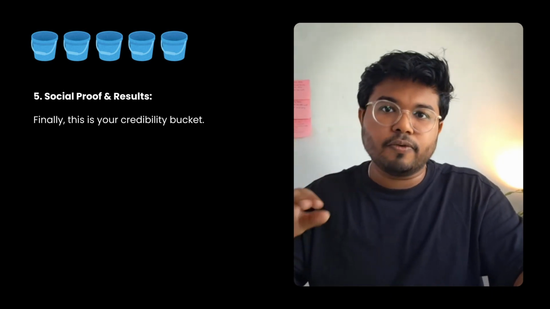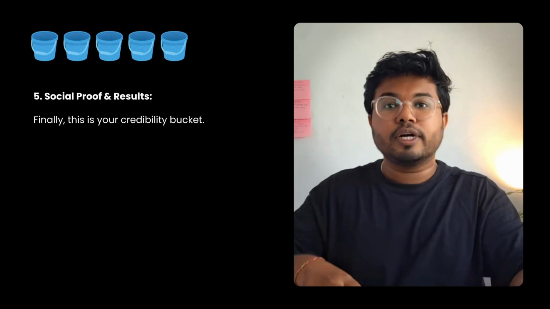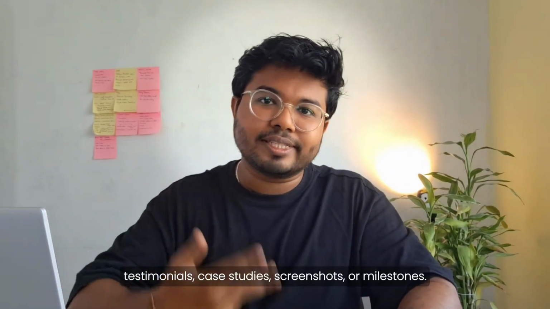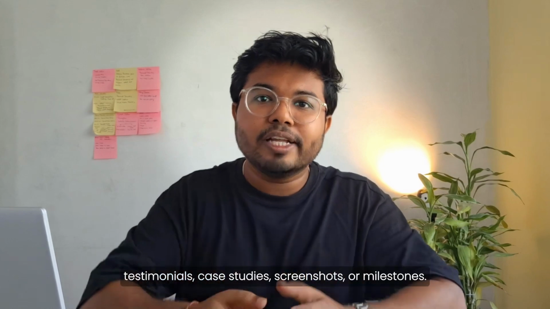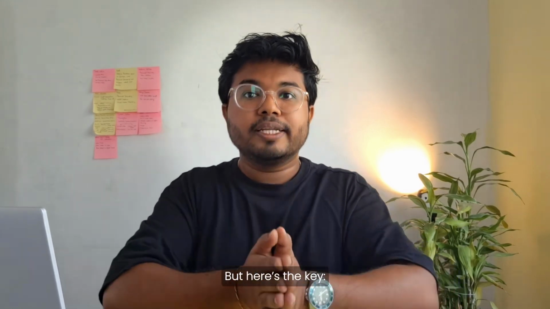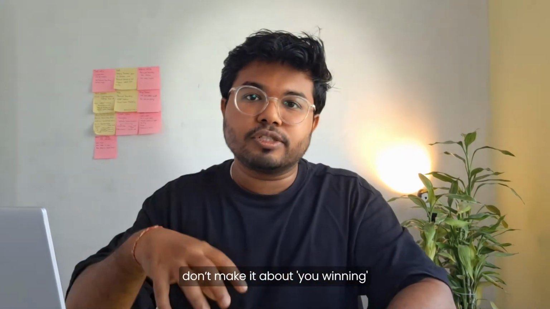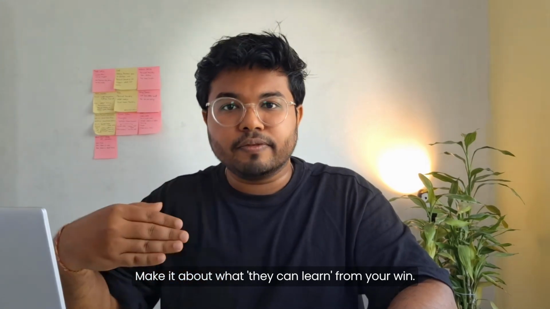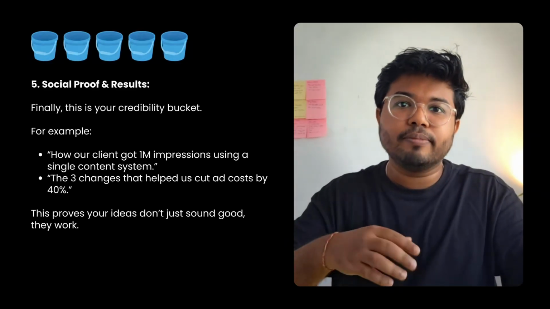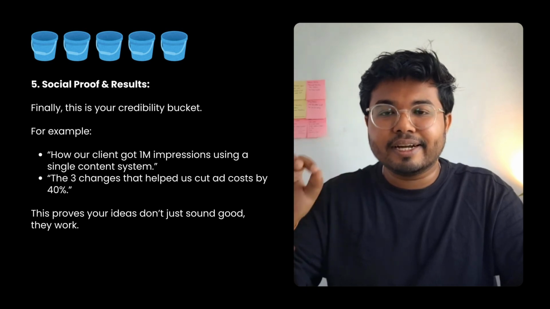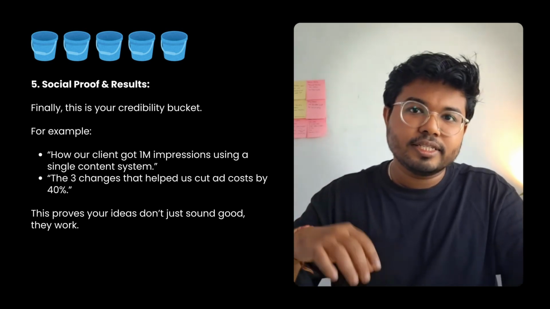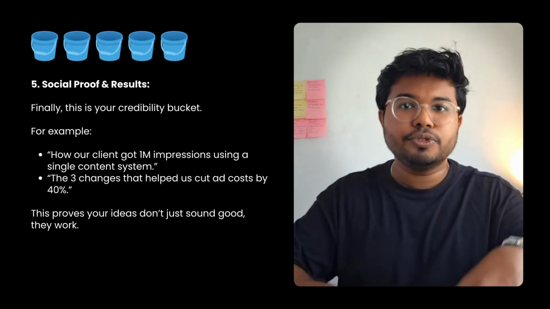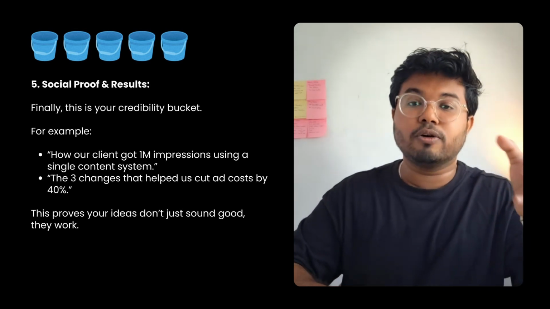Fifth is social proof and results. Finally, this is your credibility bucket. Show the outcomes of your work, such as testimonials, case studies, screenshots or milestones that you have achieved. But here's the key, don't make it just about your winning. Make it about what they can learn from your win. For example, how our client got 1 million impressions using a single content system, and 3 changes that helped us cut ad costs by 40%. This proves your ideas don't just sound good, they also work.